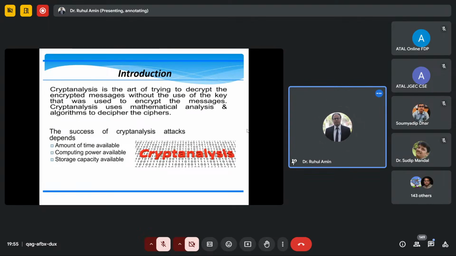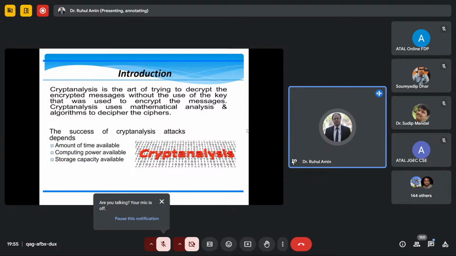Certainly we cannot understand the methods or techniques by which we can do cryptanalysis, or break the security system, without some basic understanding. Maybe some participants are from a CSE background, maybe non-CSE, or some other background. So considering all that, for the first 20 minutes or so I'll discuss the basic understanding of cryptanalysis, and then we'll go to the main part.